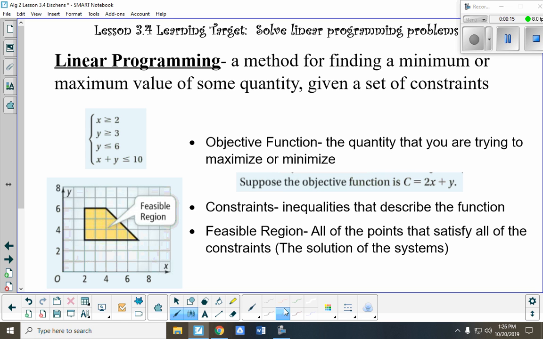The first word would be objective function, and that is the quantity that you're trying to maximize or minimize. Next, you'll hear the term constraints, and those are inequalities that describe the function. Those are the conditions that are happening in the problem. And then the last one is feasible region, and that is all of the points that satisfy all of the constraints. So if you were to graph these inequalities, the region that is the solution, the region that works for all, are the points that work for all of the inequalities, that is your feasible region.